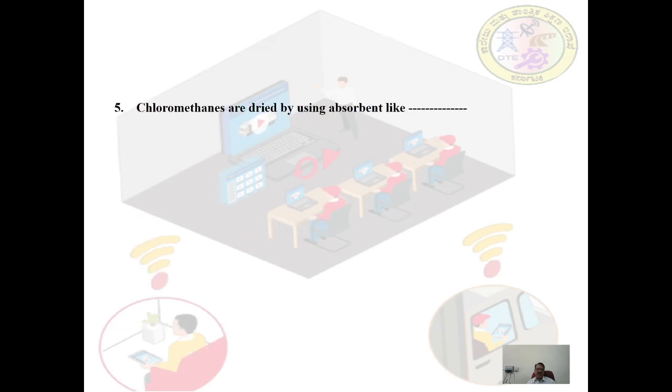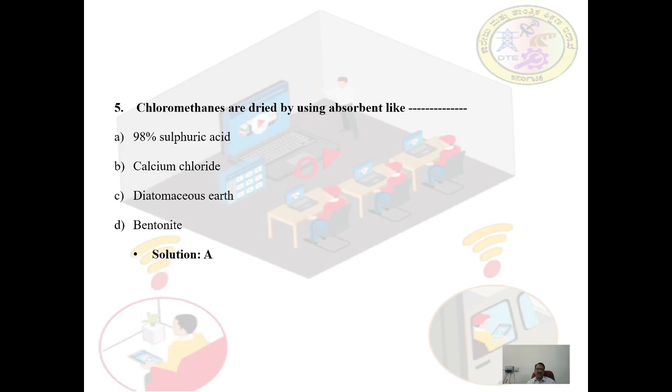Fifth question: chloromethanes are dried by using an absorbent like dash. Options are A 98% sulfuric acid, B calcium chloride, C diatomaceous earth, D bentonite. Right answer is A, that is 98% sulfuric acid.